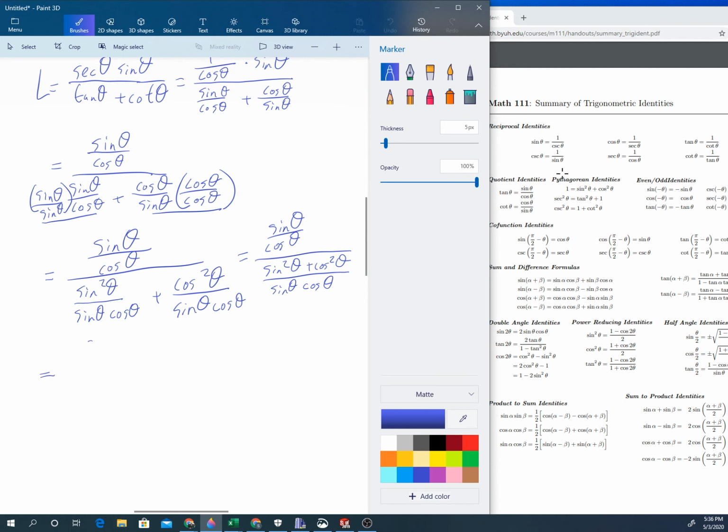So I can say that that's the same thing as sine theta over cosine of theta all over 1 over the sine of theta times the cosine of theta. Okay. And if you do get stuck on these steps, please do watch the video through again on the parts you're getting stuck on, and then contact me and let me know what parts you might still be stuck on.